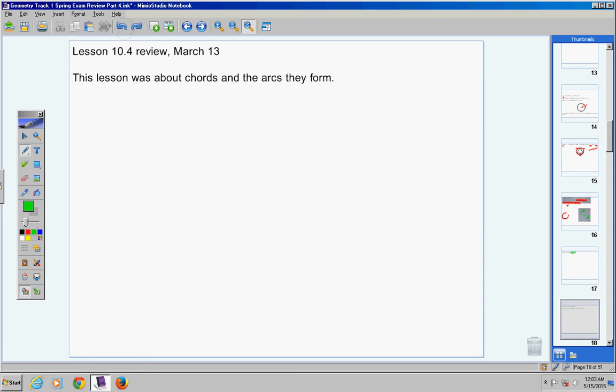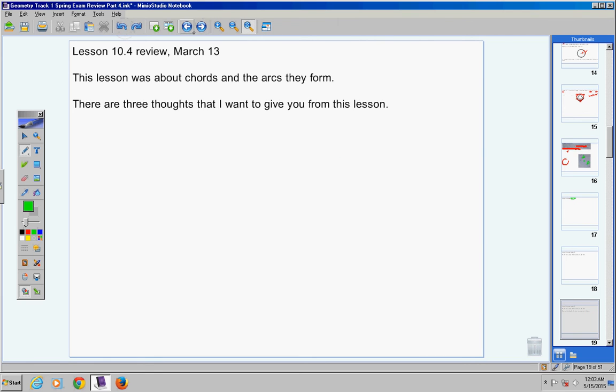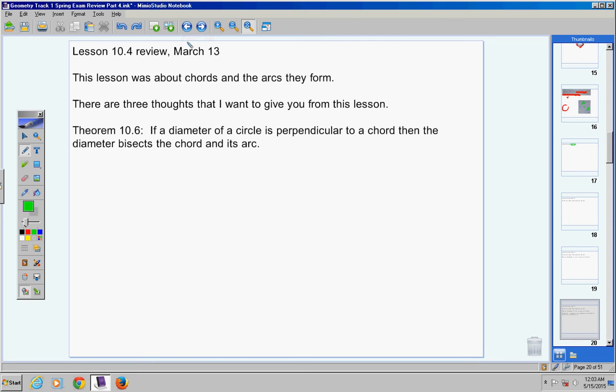Alright, so here we go. There are three thoughts I want to give you from this lesson, so please take really good notes, okay? Here we go. First of all, if a diameter is perpendicular to a chord, then that chord and its arc will be bisected. Alright, so if a diameter is perpendicular to a chord, then you know that chord has been cut in half, and you know the arc has been cut in half. Let me give you a really good picture of this, okay? Take notes on this, please.